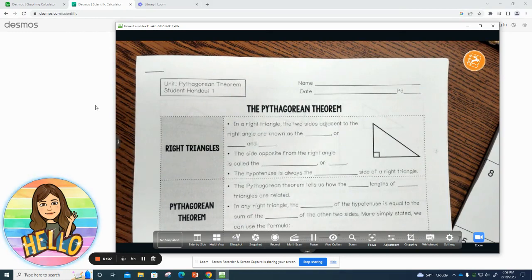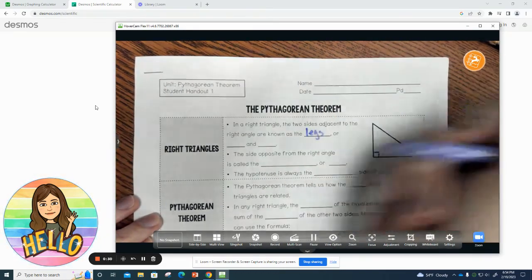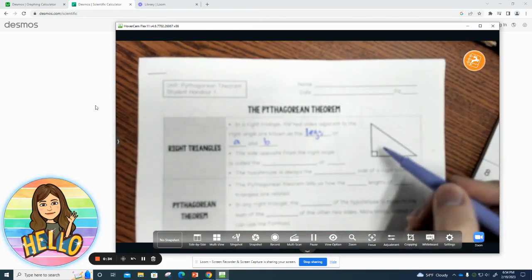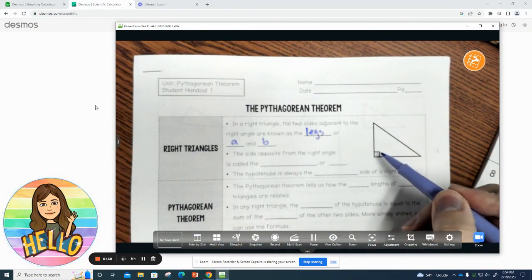Today we are learning about the Pythagorean theorem, and we're just going to start off by looking at what a right triangle is, although we probably have a good idea at this point, but being very specific about labeling, because labeling is going to be very important today. Now, in a right triangle, the two sides adjacent to the right angle are known as the legs, or A and B. Adjacent means that they are touching that right angle.